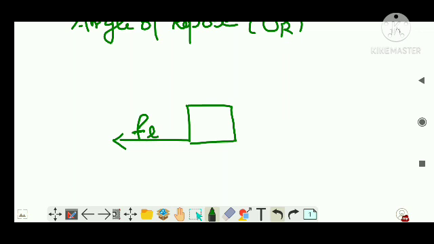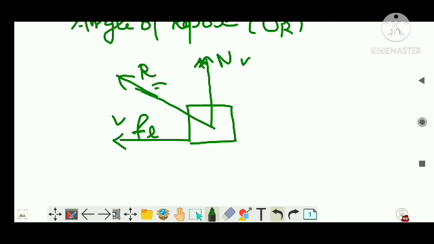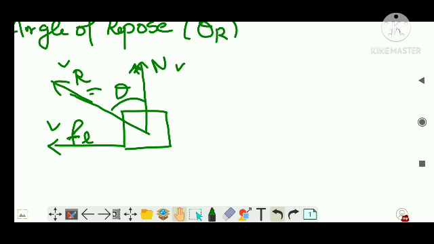So the object is just on the brink of moving, and there is a normal reaction, right? So there are two forces, and there will be a resultant, let's say that is R. This is the resultant contact force. This angle theta is known as what? Angle of repose. That is the angle made by the resultant contact force with the normal, right? And what is the resultant contact force? That is the resultant of limiting friction and normal reaction, right? Clear? This is a neat topic actually, but I am just telling you.